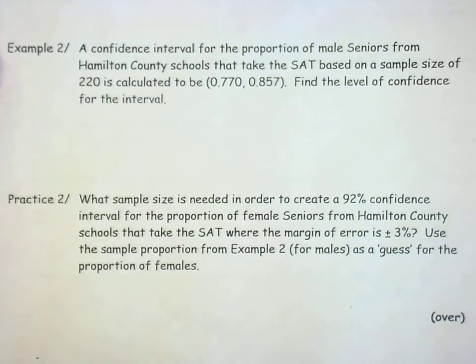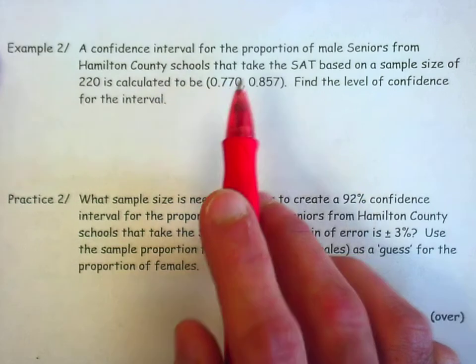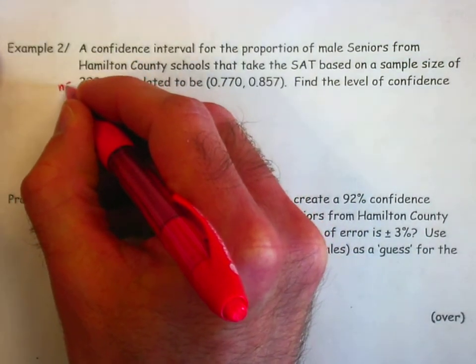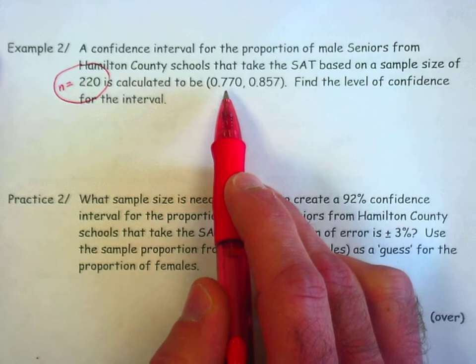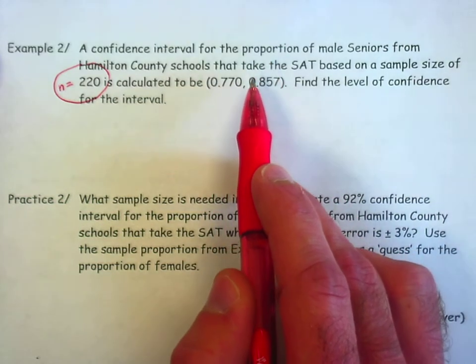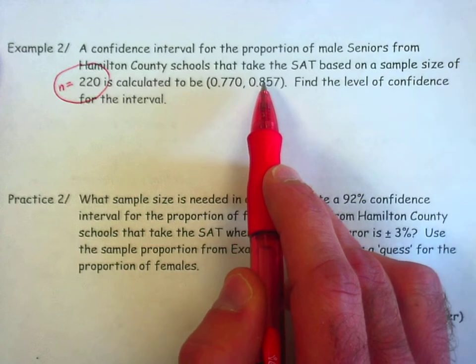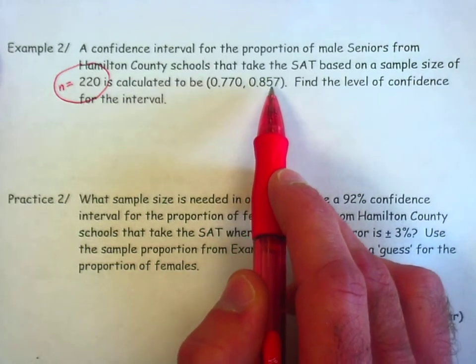Hi there. Here's example 2 from the Managing Inference Errors review. So this time we are given already the confidence interval. I know the sample size is 220, and this confidence interval is a confidence interval for a proportion, the proportion of male seniors from Hamilton County schools that have taken the SAT. And our job is to find the level of confidence for the intervals.